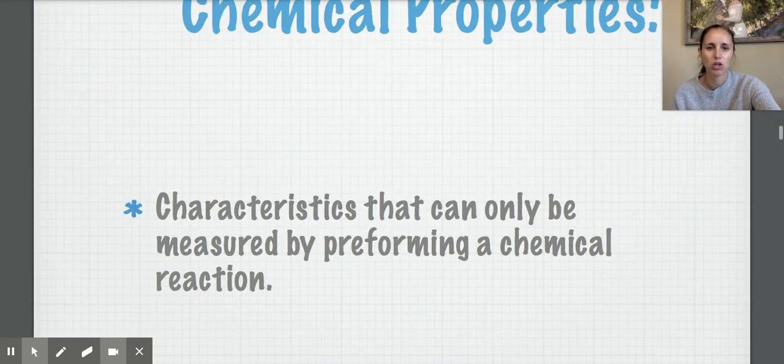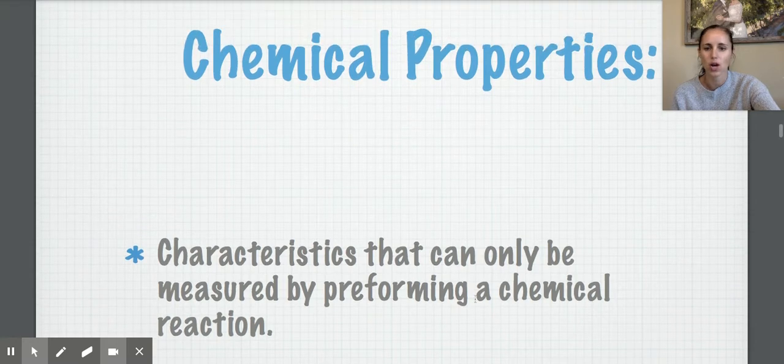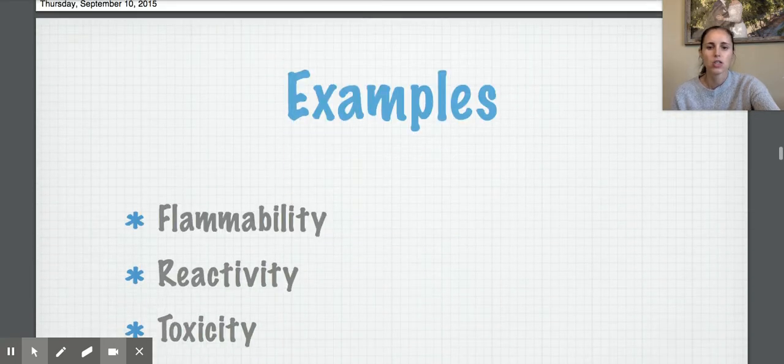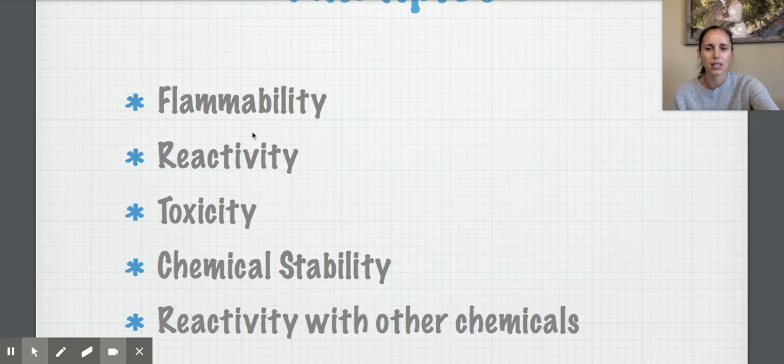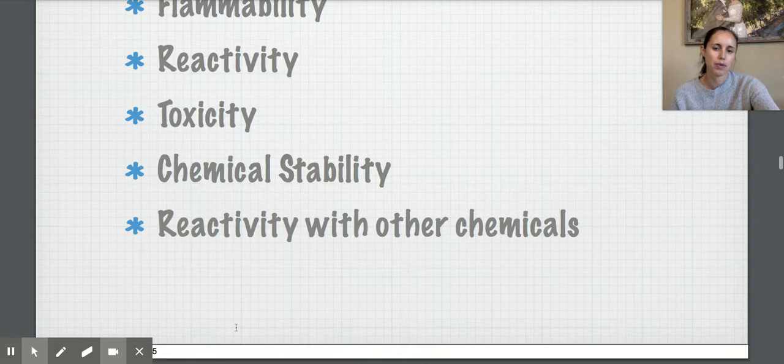Now let's take a look at chemical properties. So chemical properties, again, describe a substance. They're characteristics that can be measured by performing a chemical reaction. So in order to judge a chemical property, you are going to make a change. You're going to change that substance. That means you always want to measure physical properties before chemical properties. Measure your physical properties without changing your substance, because once you've measured your chemical properties, you have a new substance and you can't go back. Chemical changes are usually irreversible. So examples of chemical properties might be flammability, reactivity, toxicity, the stability, or its reactivity with other chemicals.